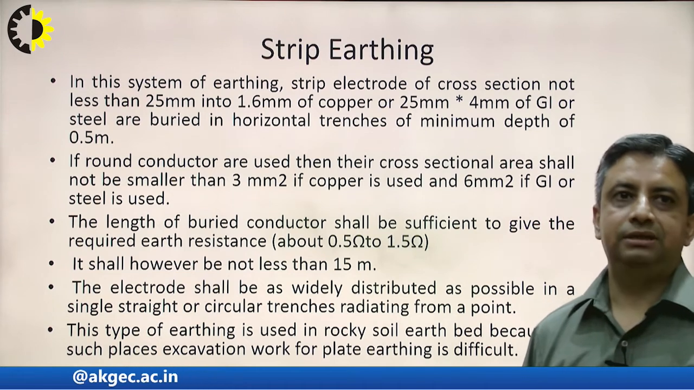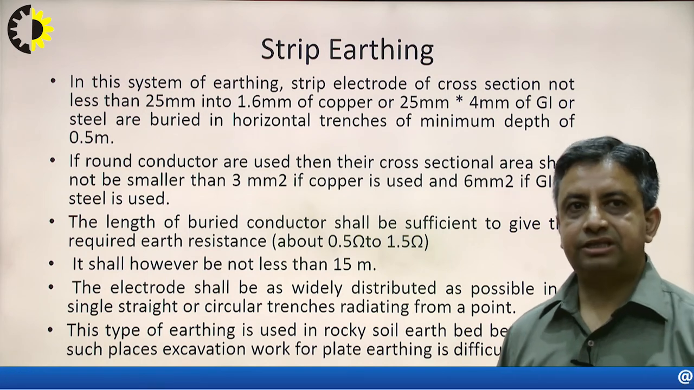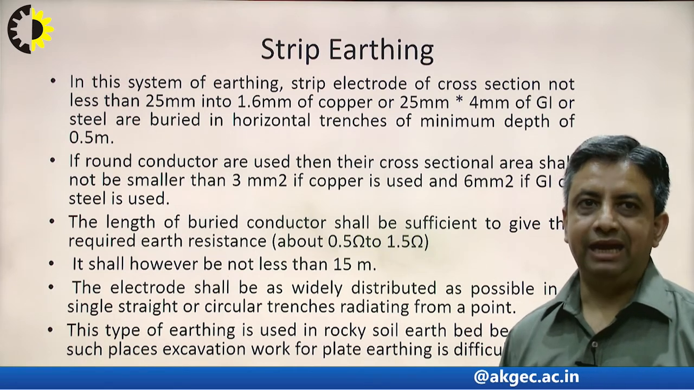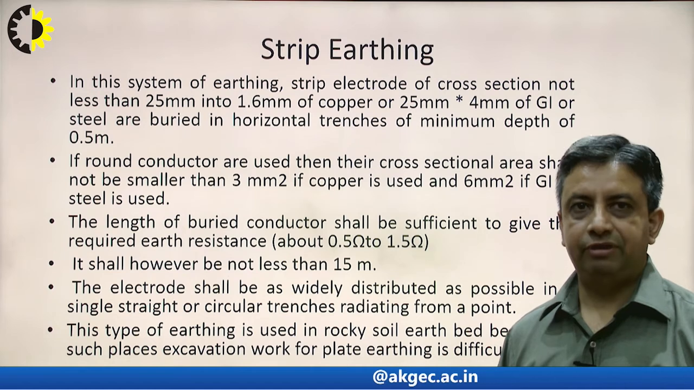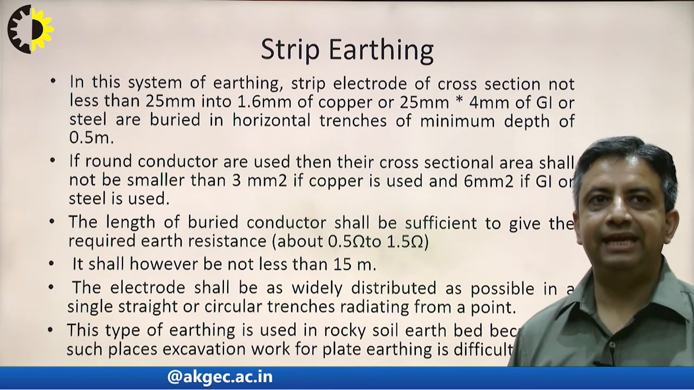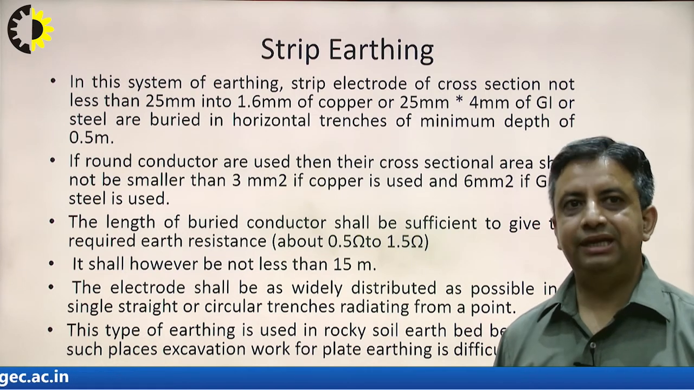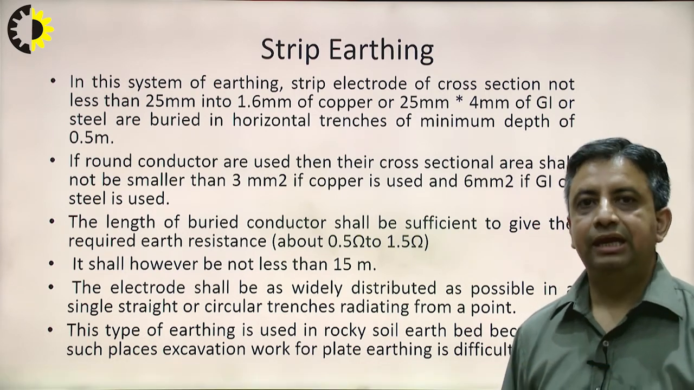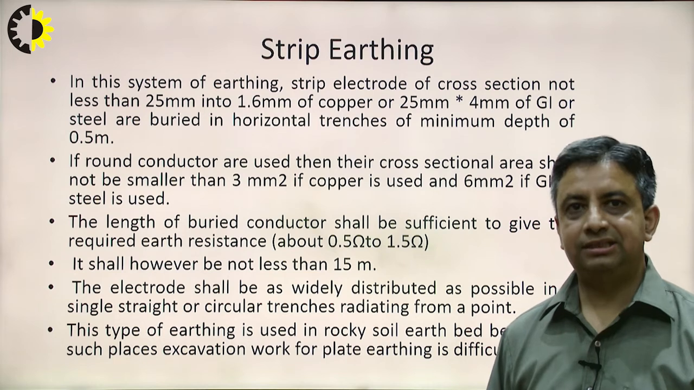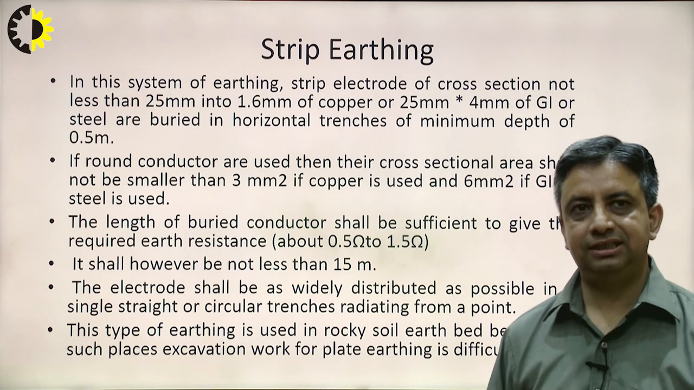Next is strip earthing. In case of strip earthing, we make a strip of different wires and we make a mesh out of that. This strip type of earthing is generally suitable in case of rocky situation. In case of hilly areas, we generally go for strip earthing, because digging in the rocky condition is very difficult, and we know that in hilly areas, because of the rocky condition, the earth resistance is very high.